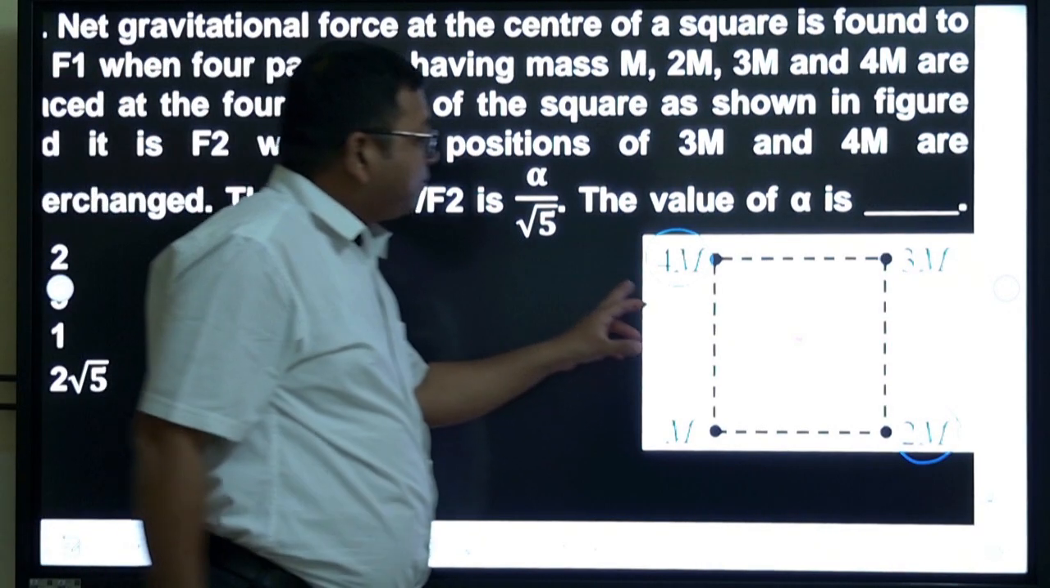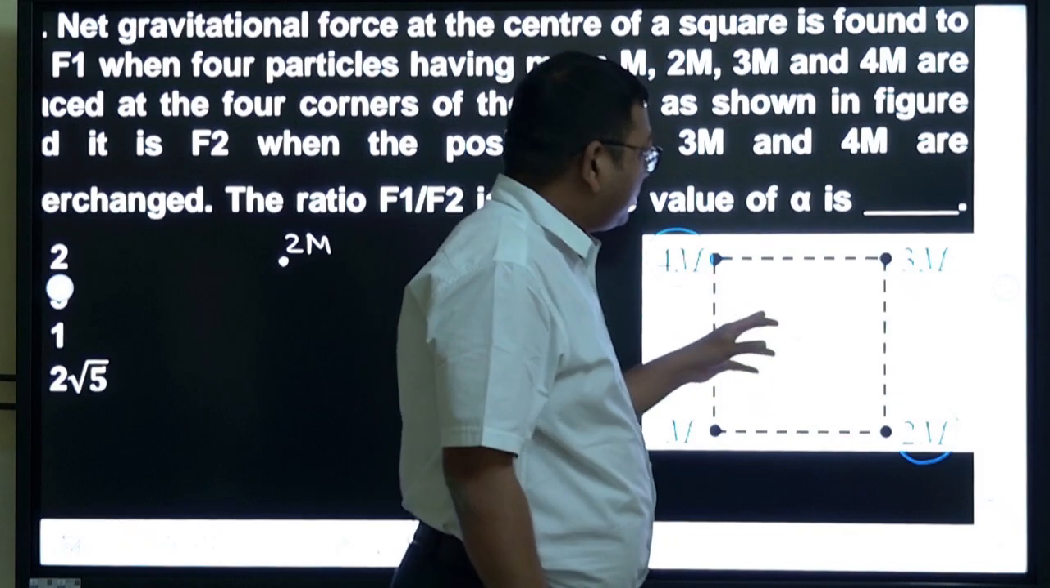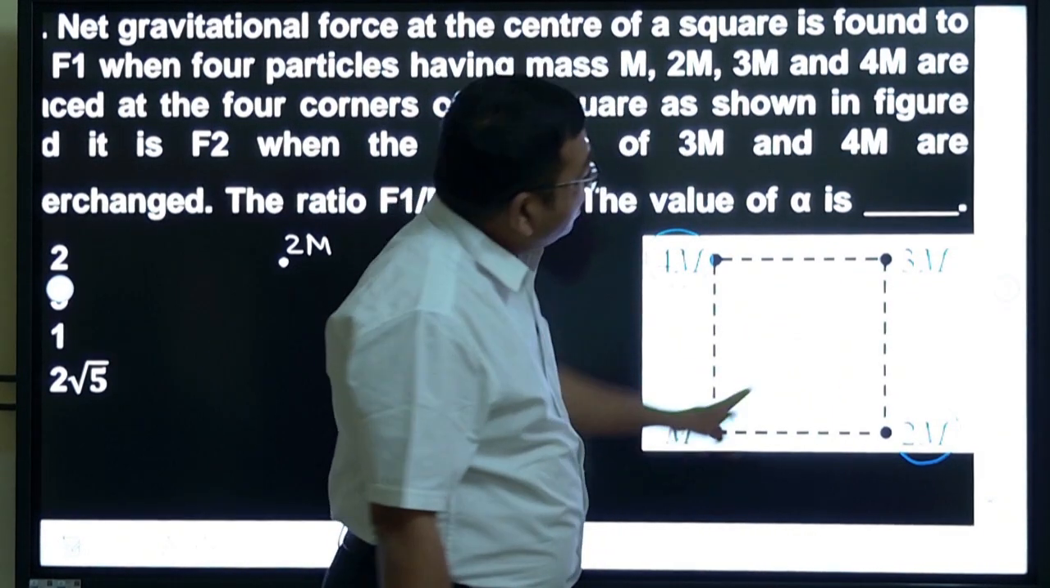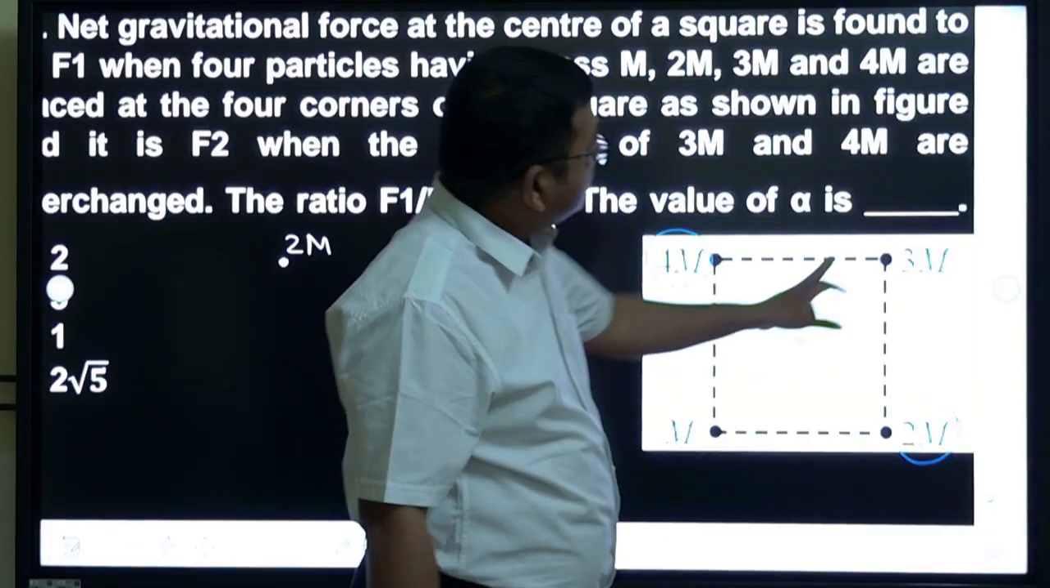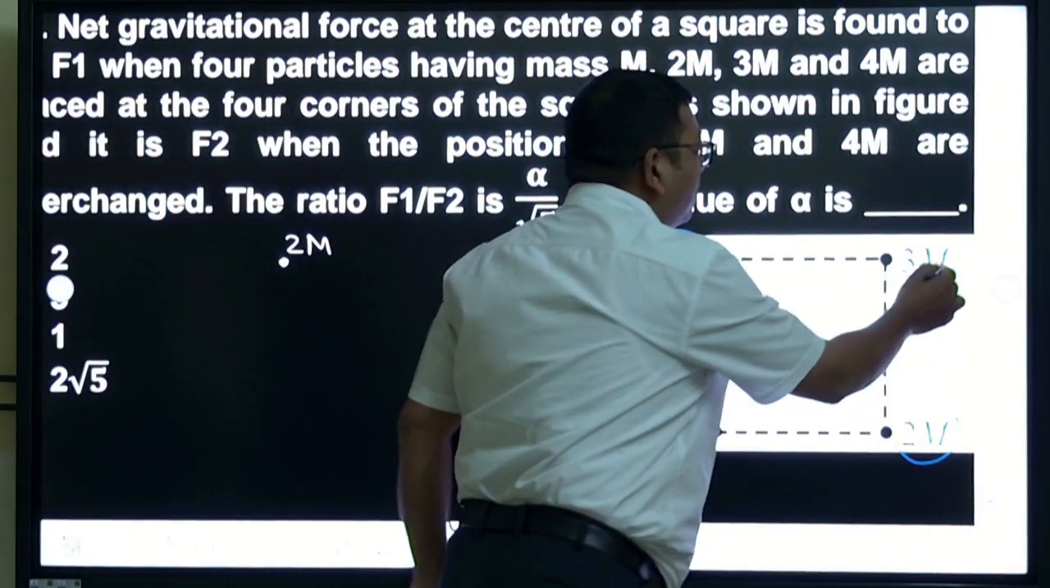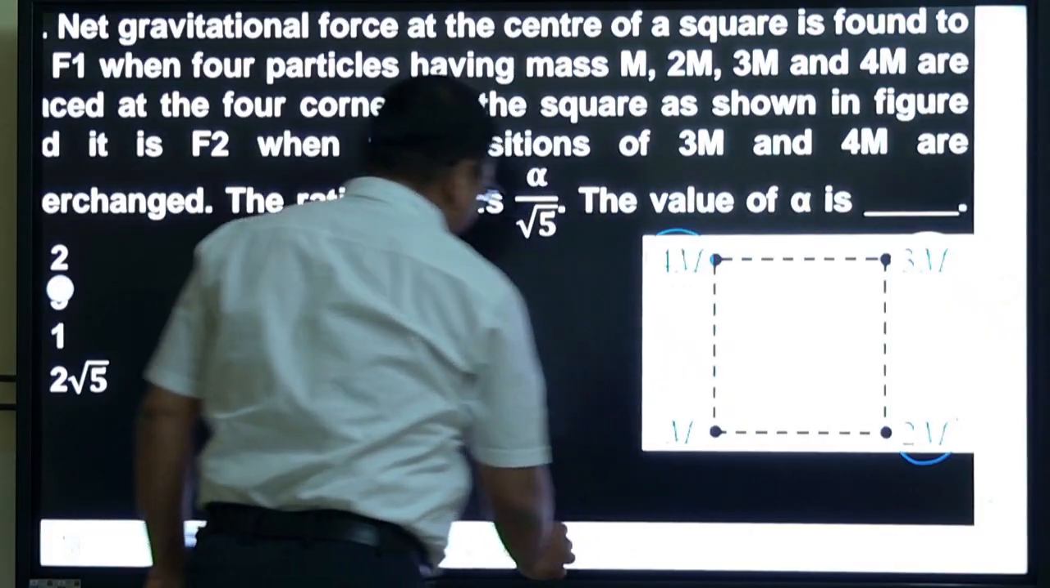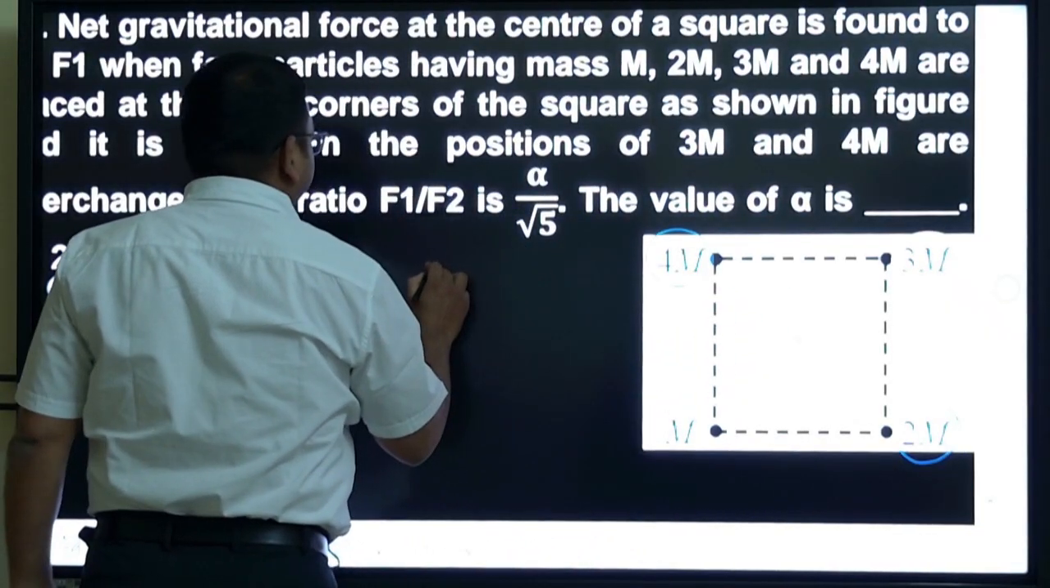Okay, so effectively 2m will be there here. Then similarly here m and 3m, so this m you can subtract here. So effectively, how much will be remaining here? So 2m will be remaining here.